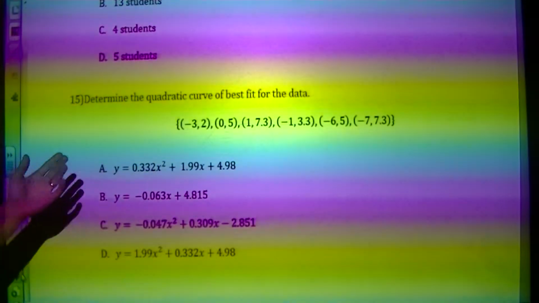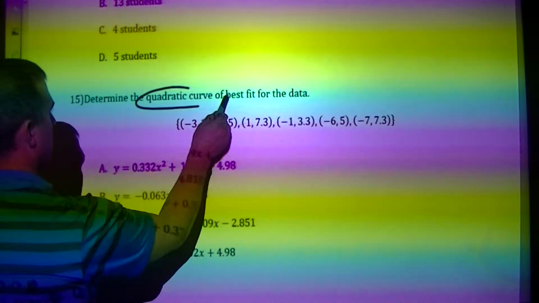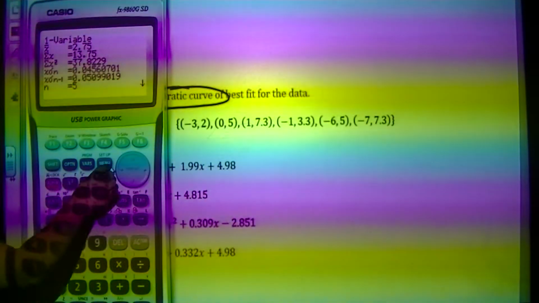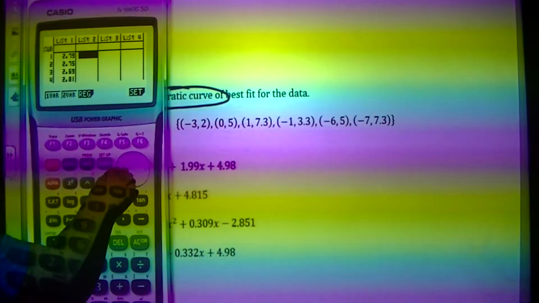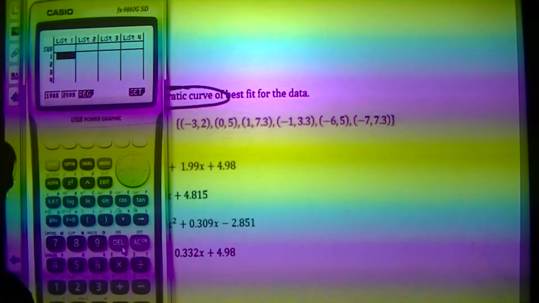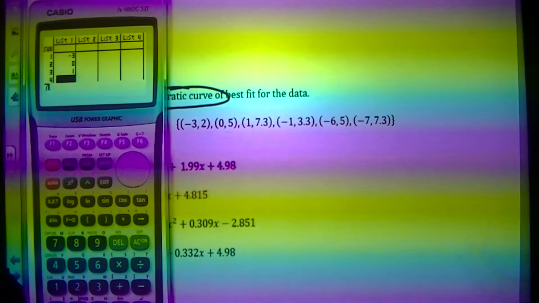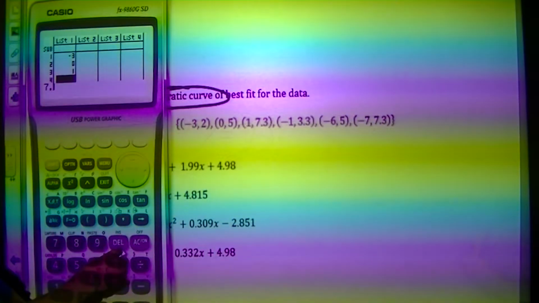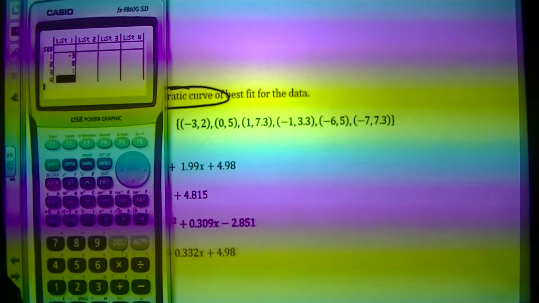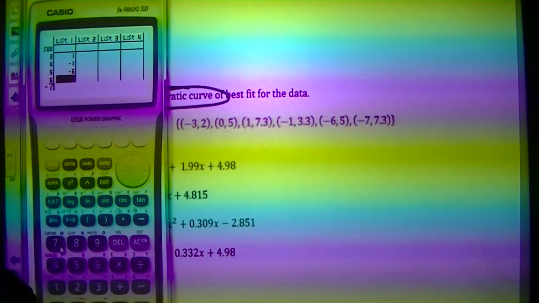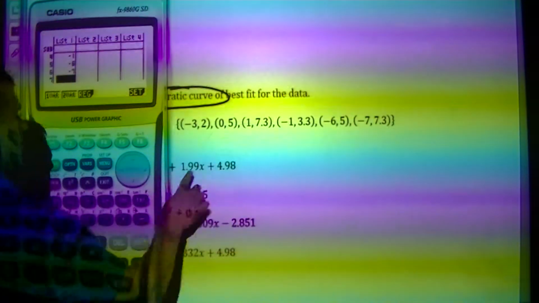Determine the curve of best fit. Quadratic curve, so I know it's going to be a quadratic. I'm going into menu, stat, execute. I'm going to delete all those. I'm going to type in -3, 0, 1, 7.3. Whoops, not 7.3. I'm going to type in -1, -6, and -7 for the x's. There's 6 points there. That's good.